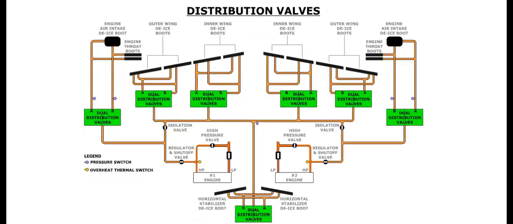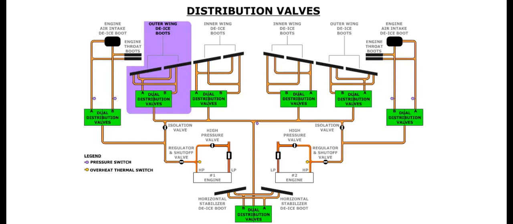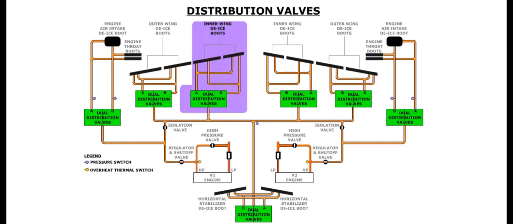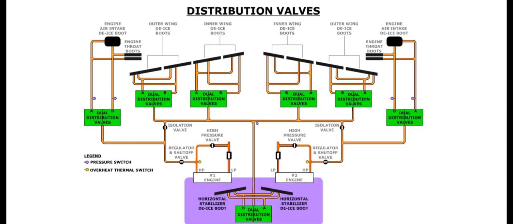Seven distribution valves control the air supply to the associated boots. One distribution valve for each engine intake and gas path. One for the left outboard wing leading edge. One for the right outboard wing leading edge. One for the left center and inner leading edges. One for the right center and inner leading edges. And one for the horizontal stabilizer leading edge.